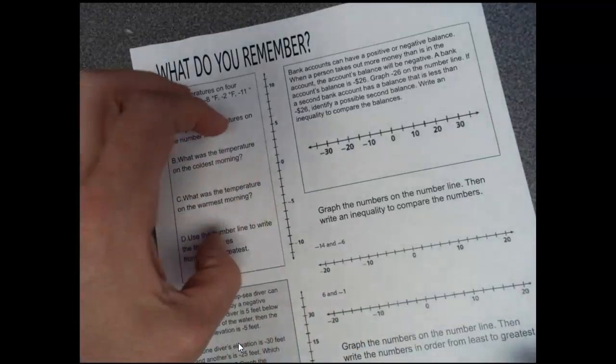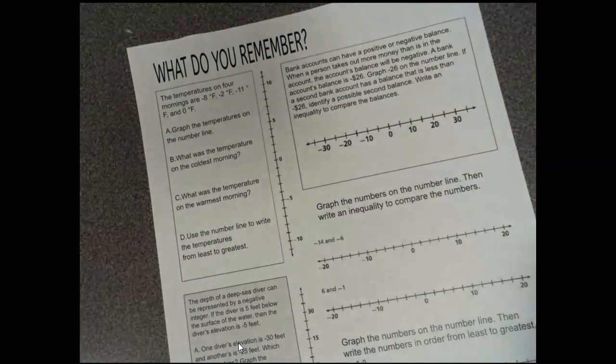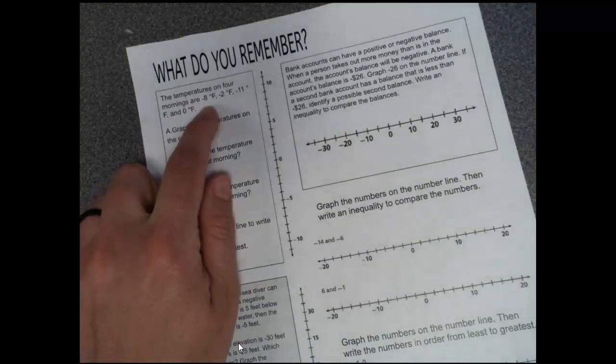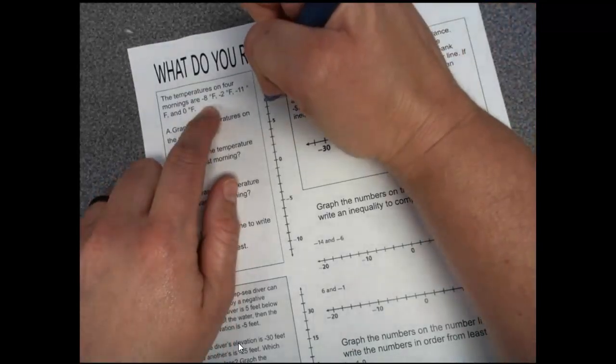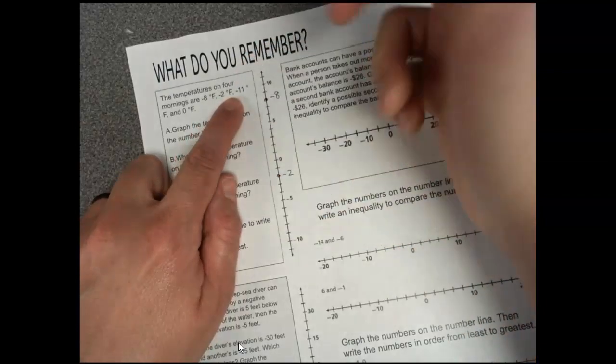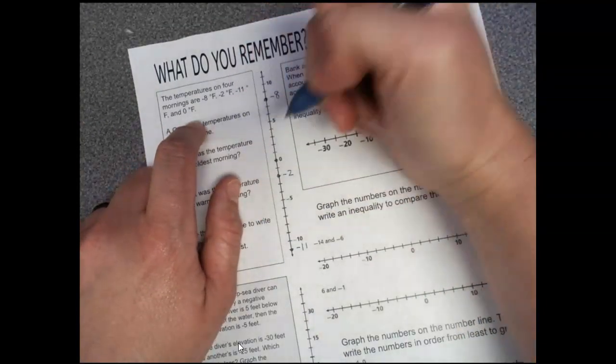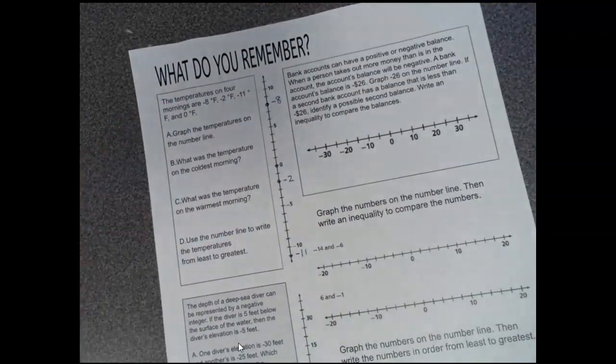Okay, let's look at this one right here to start with. This and this number line go together, so let's take a look. The temperatures on 4 mornings are negative 8, negative 2, negative 11, and 0. Graph the temperatures on the number line. So I have negative 8, and write it. Negative 2, write it. Negative 11, and we have 0. I'm not going to write the 0 on there because the 0 is already marked for us.